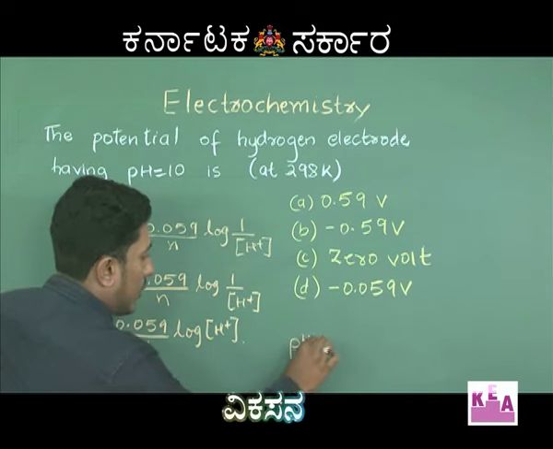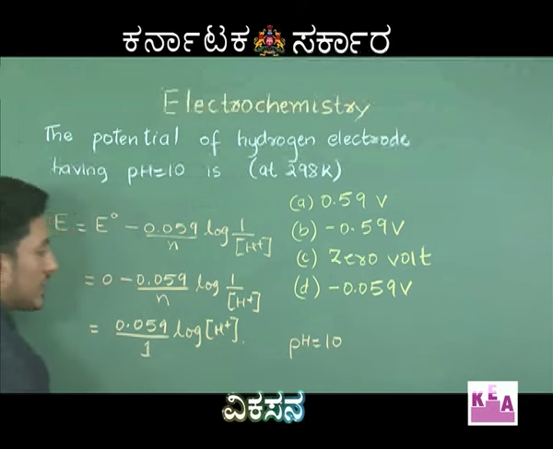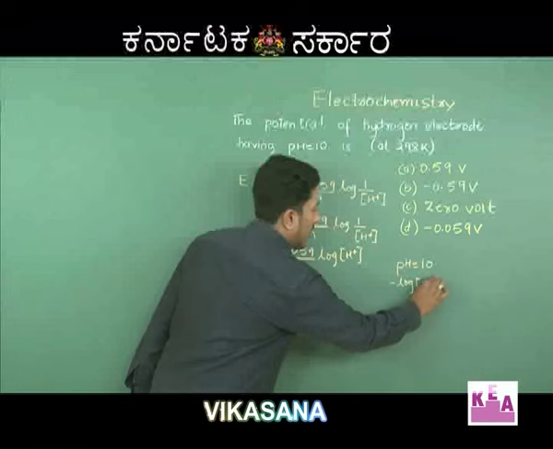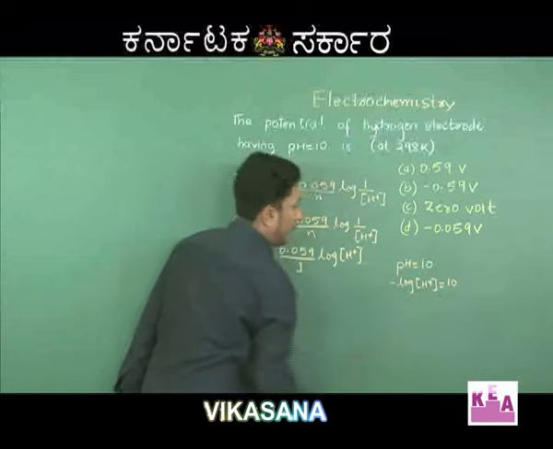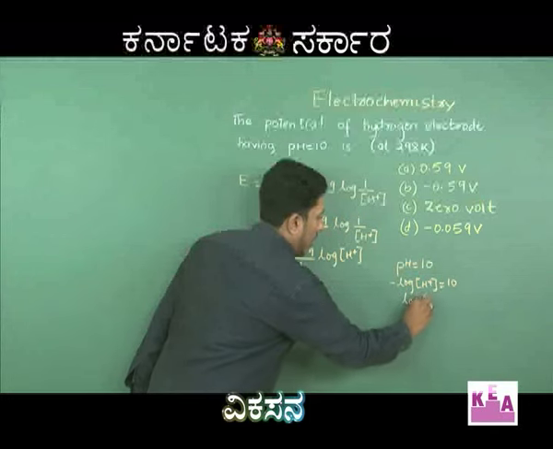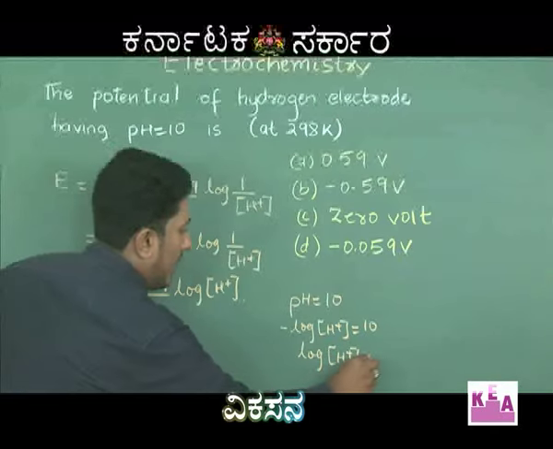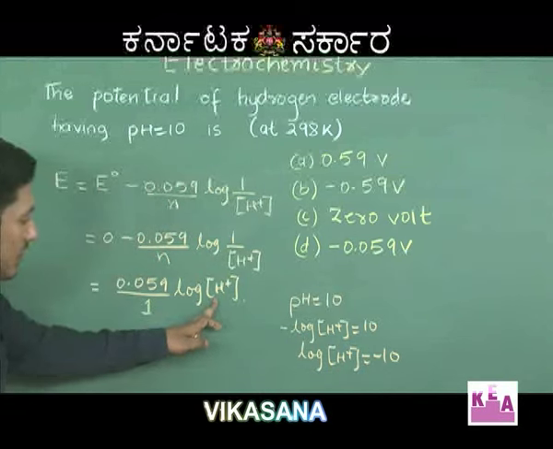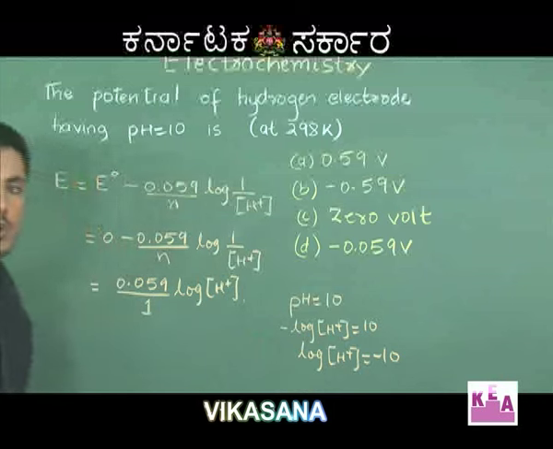pH is equal to 10. pH of a solution is minus log of H plus ion concentration, which is equal to 10 on the other side. So hence, log of H plus ion will be equal to minus 10. Friends, we require the log of H plus value, and log of H plus value is equal to minus 10.